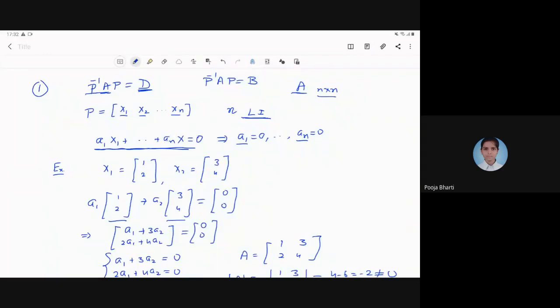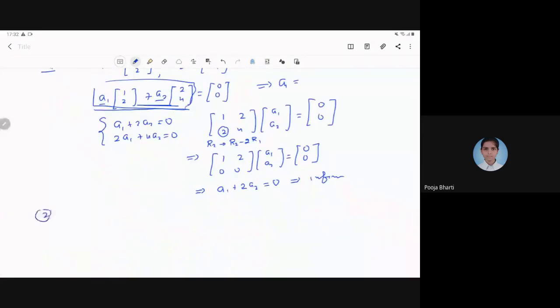What is that? If the n eigenvalues are different, then you will definitely get n linearly independent eigenvectors. If the n eigenvalues of the matrix are different, meaning not repeating, in that case you will definitely get n linearly independent eigenvectors. So what does that mean? It means if there exist n different eigenvalues, you can directly say the matrix is diagonalizable.